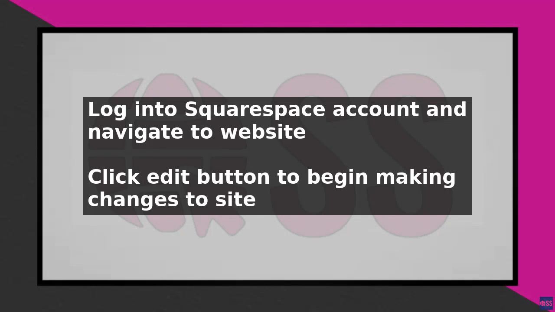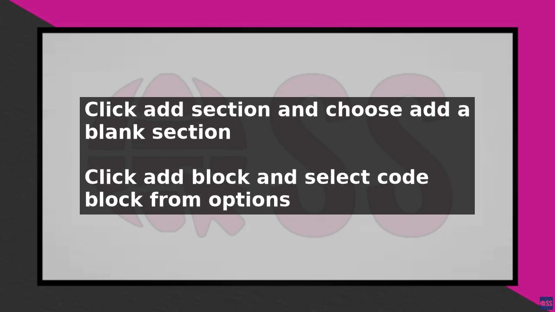To add Calendly to Squarespace, start by logging into your Squarespace account and navigating to the website where you want to add the feature. Click the Edit button to begin making changes to your site. Then, click Add Section and choose Add a Blank Section to create a clean area for the Calendly integration.